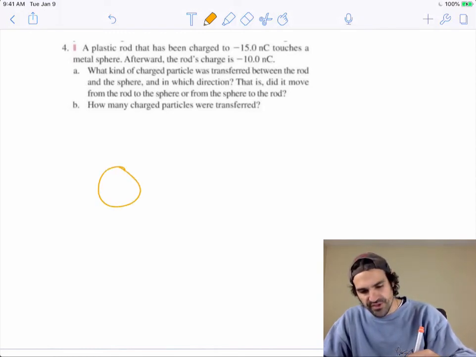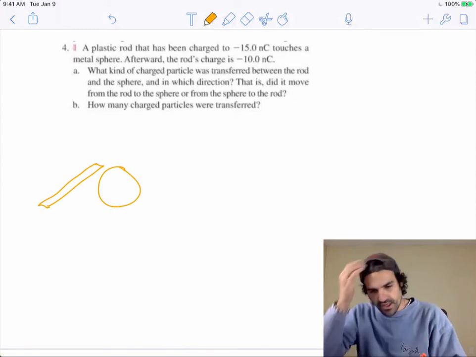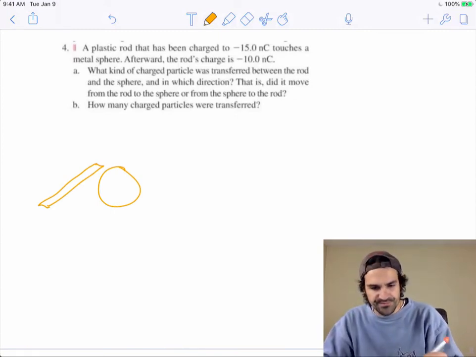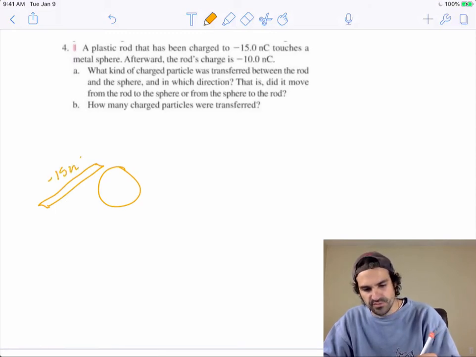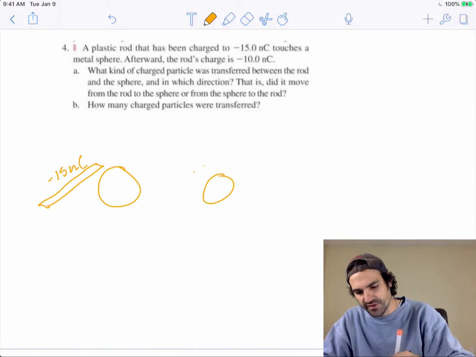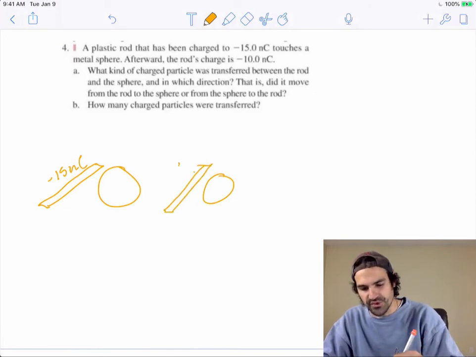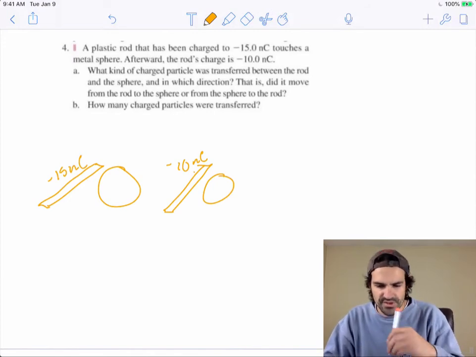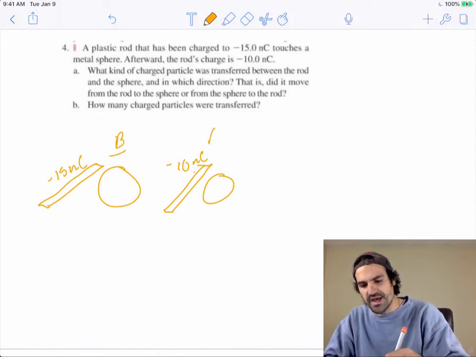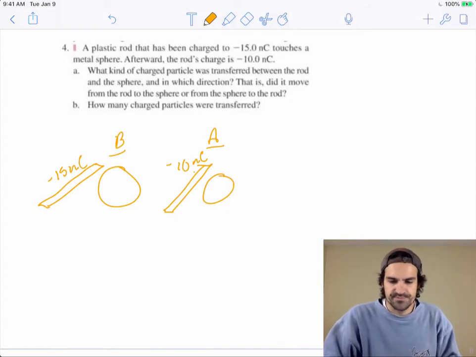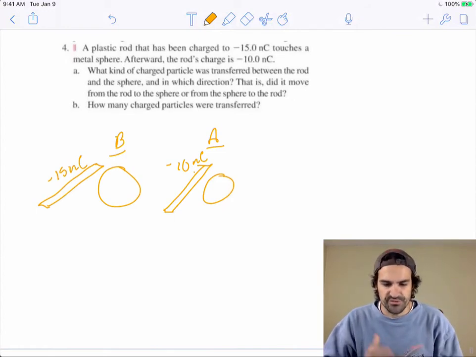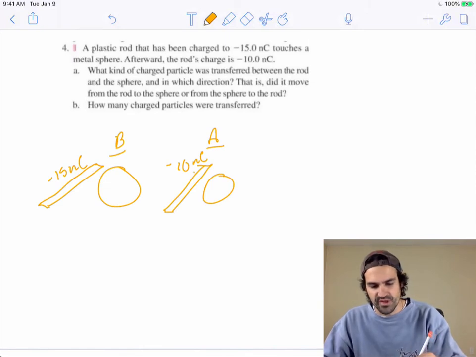With these, I really strongly recommend drawing a diagram. That helps. Plastic charge, it had negative 15 before, and I'm actually going to draw an after diagram as well. I think that has a lot of value. Negative 10 nanocoulombs. This is before, this is after. And which direction? Well, if it became more positive, then electrons went from the rod to the sphere.